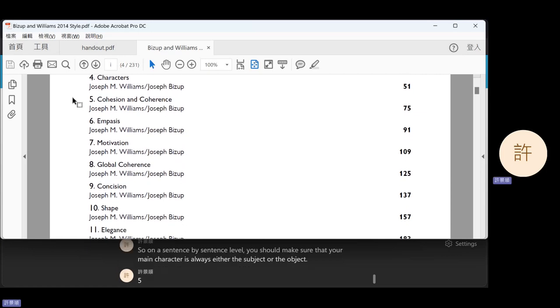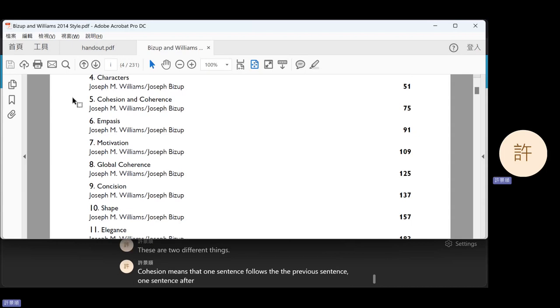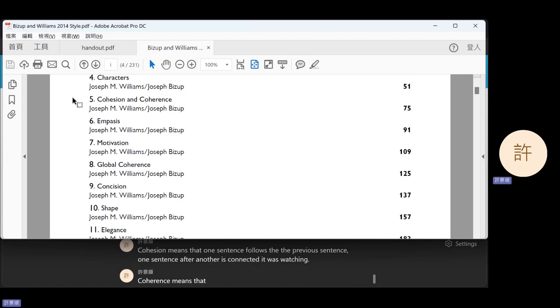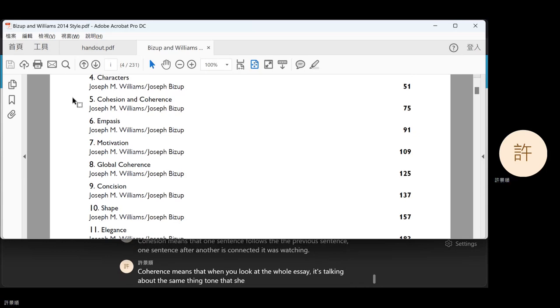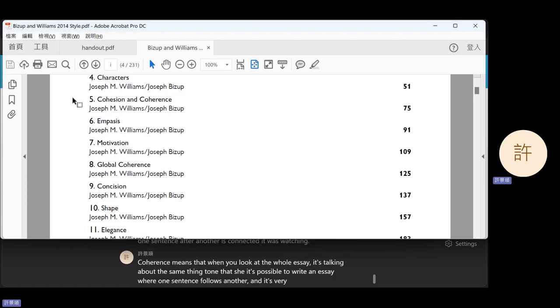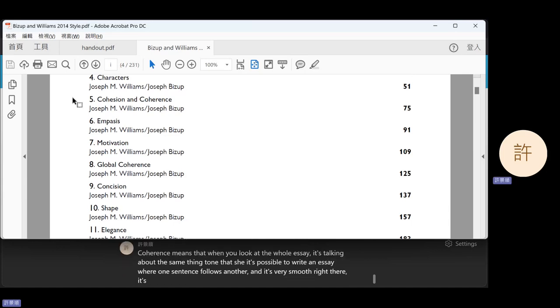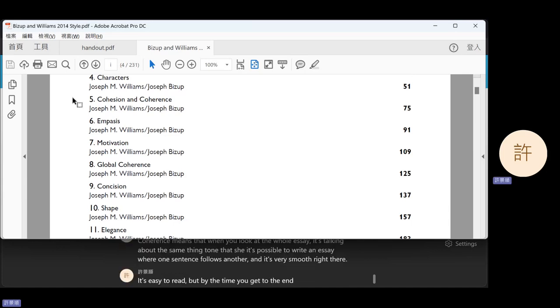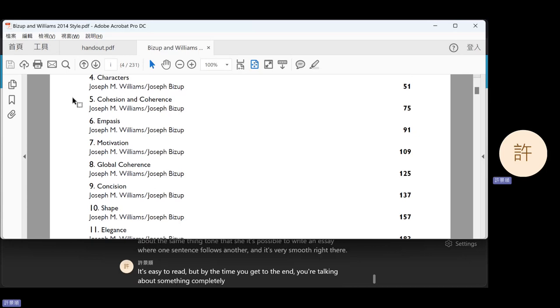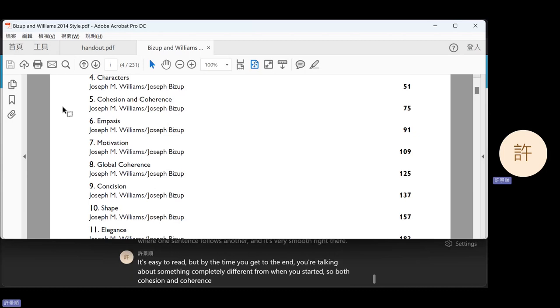Five, cohesion and coherence. These are two different things. Cohesion means that one sentence follows the previous sentence. One sentence after another is connected. Coherence means that when you look at the whole essay, it's talking about the same thing. It's possible to write an essay where one sentence follows another and it's very smooth, right? It's easy to read. But by the time you get to the end, you're talking about something completely different from when you started. So both cohesion and coherence are important.